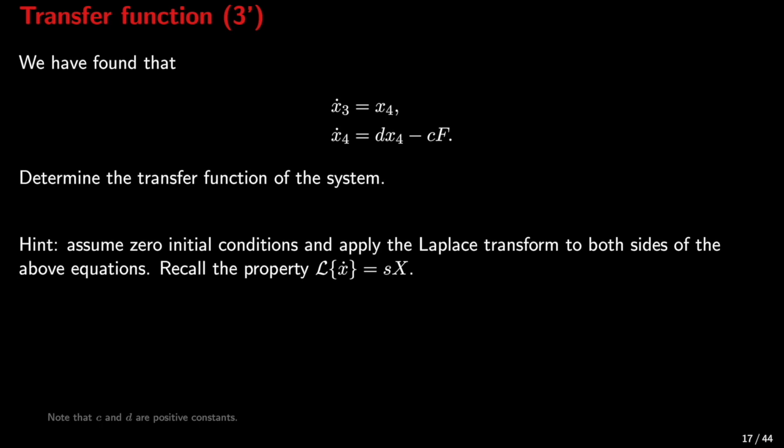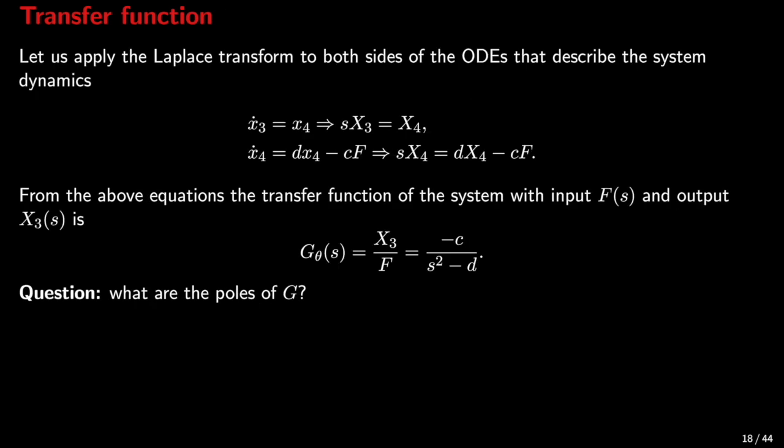To do this, you need to assume zero initial conditions and apply the Laplace transform to both sides of both equations. Recall that the Laplace transform of x dot is equal to s times X of s, having assumed zero initial conditions. So pause the video for a few moments and try to determine the transfer function. Welcome back. So here is how we can determine the transfer function from f to x3.